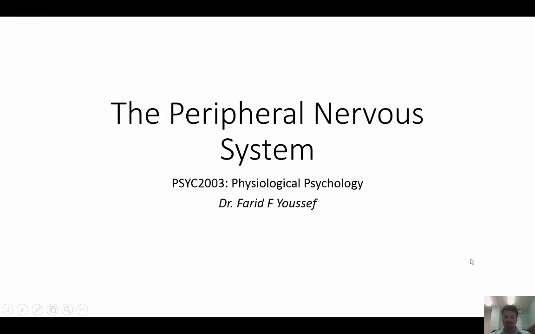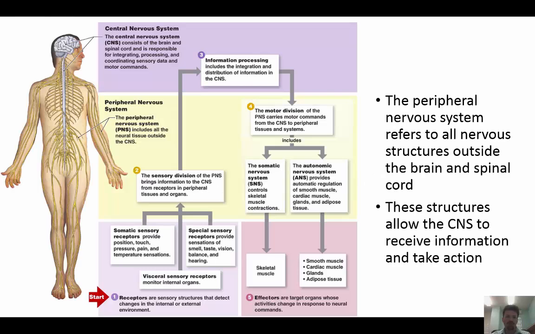Welcome to this lecture on the peripheral nervous system. This continues our tour of the nervous system. And let me begin by reminding you, as you can see on this slide, that the nervous system is divided into two major components or two major divisions.